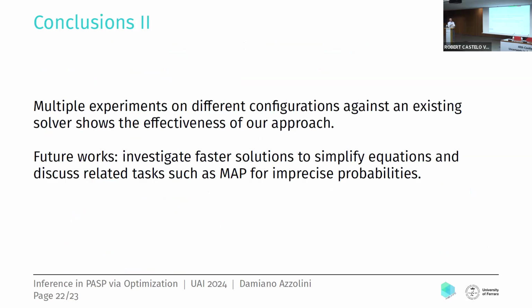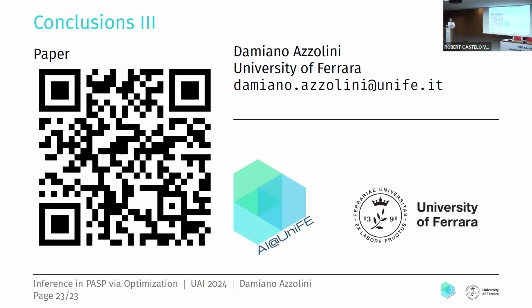We ran multiple experiments on different configurations against an existing solver. Our approach has been proven effective. As future work, we would like to investigate faster solutions to simplify equations, since we deal only with summations of products, so quite simple equations, but the tool we use to simplify those equations requires a non-negligible amount of time. We also consider other tasks such as maximum a posteriori inference with imprecise probability. And yeah, this is it.